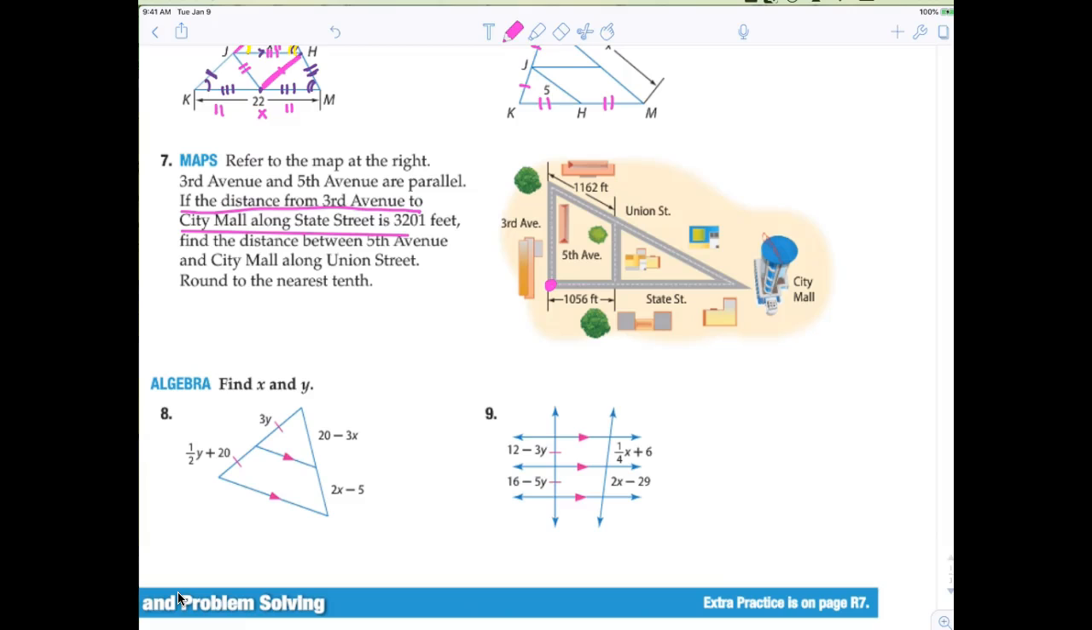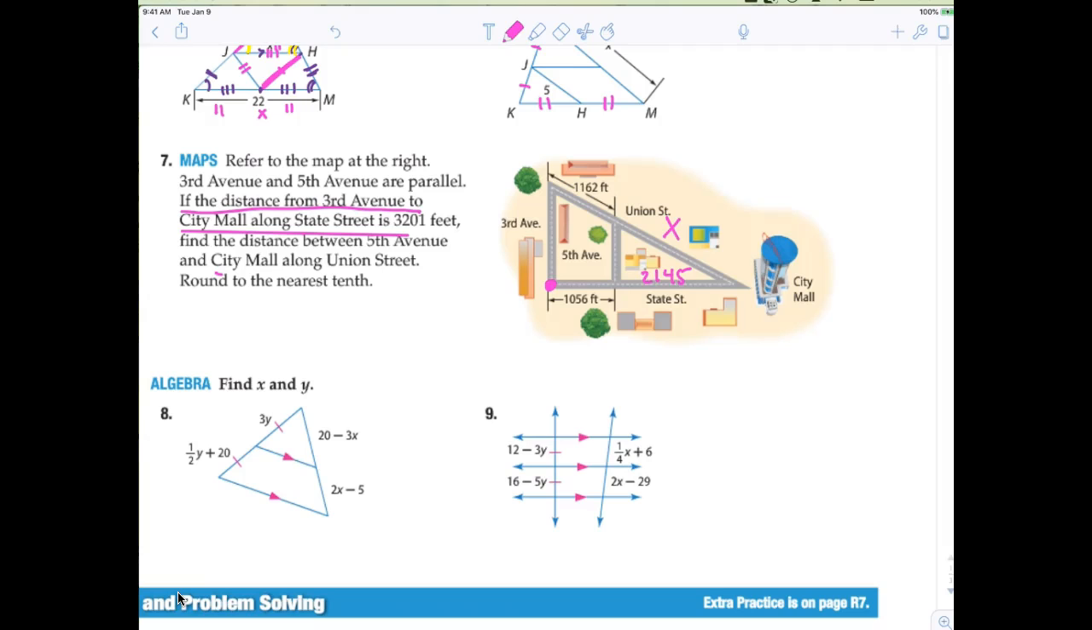Do you agree with that? So that's how much? 2145. And we want to know the distance between 5th Avenue and the City Mall along Union Street. So is this what we're looking for right here, right? Yeah.